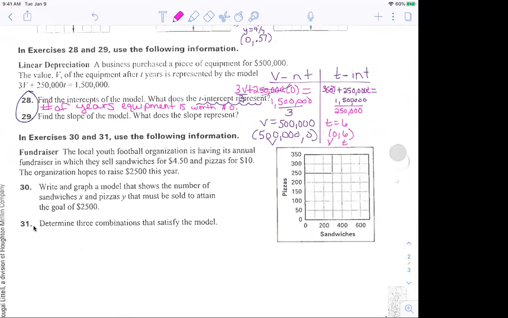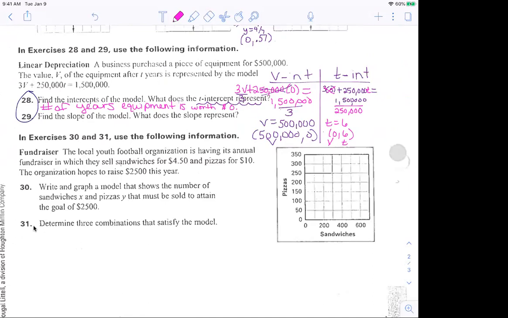So again, that represents time. After 6 years, the value of the equipment would be $0. So it doesn't have any value after 6 years. Questions? On the flip side, the x-intercept would be the initial value of the equipment, which is what they tell us that you purchased it for. So your purchase amount is your initial value and time is 0.